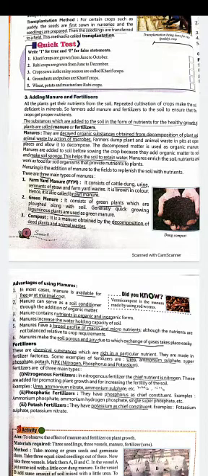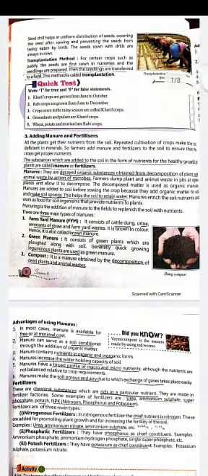So, just going to the part 2nd of chapter 1st, crop production and management. We have already seen the introduction of the chapter plus 2 points. Now, we will see the third point, which is adding manure and fertilizers. So, the substances which are added in the soil in the form of nutrients, which are very helpful and healthy for the growth of plants, those are known as manures or fertilizers.